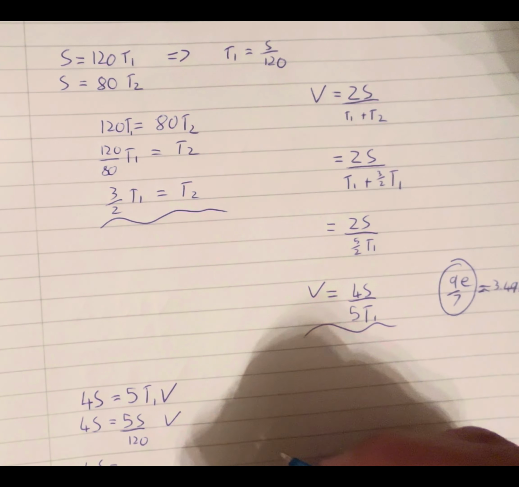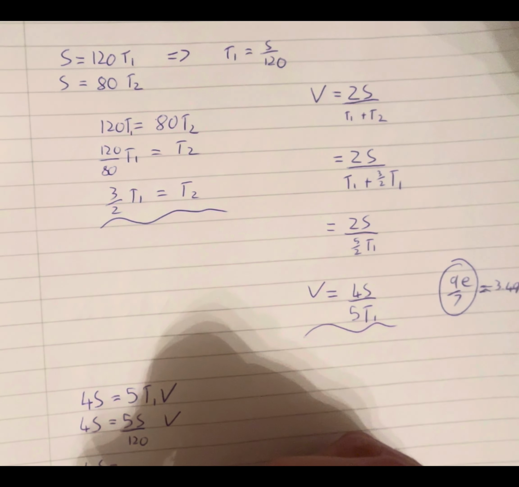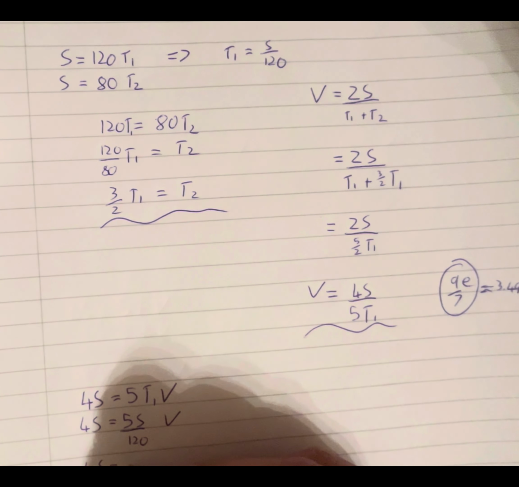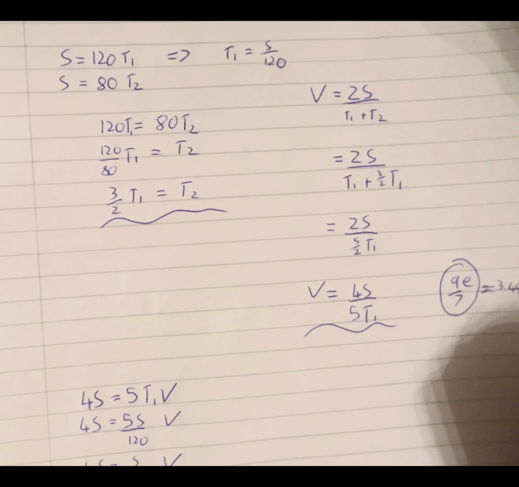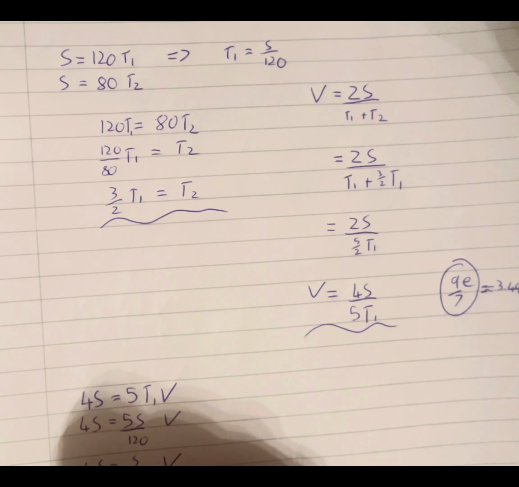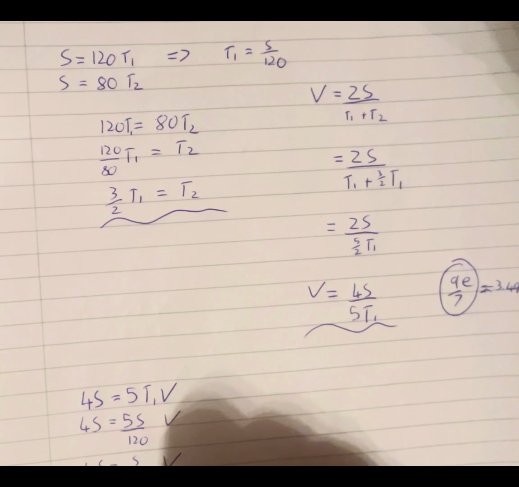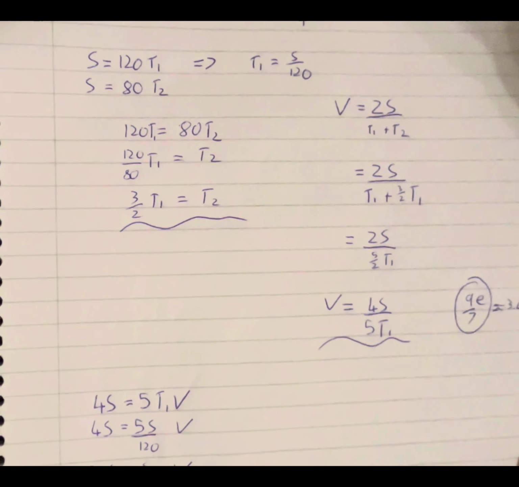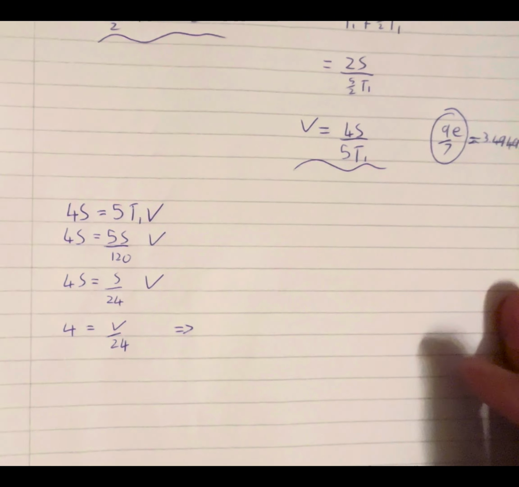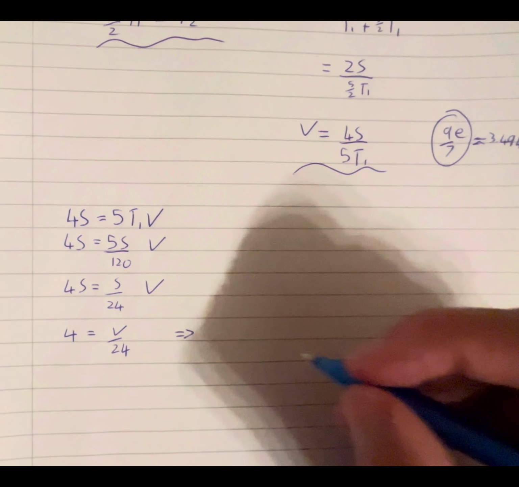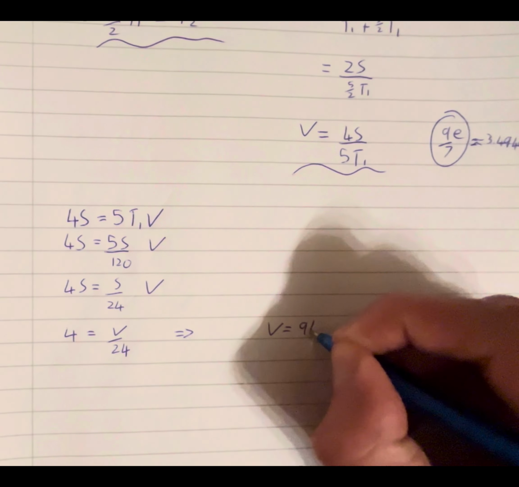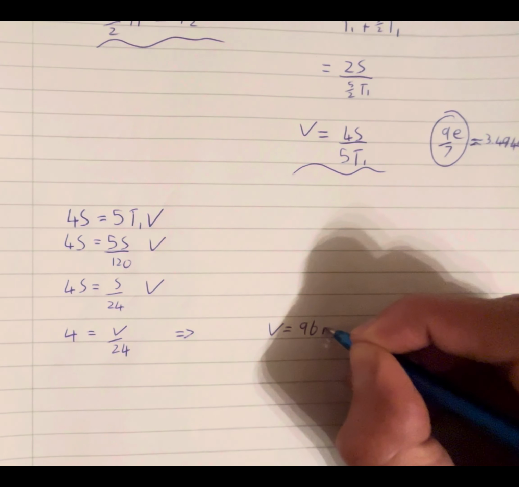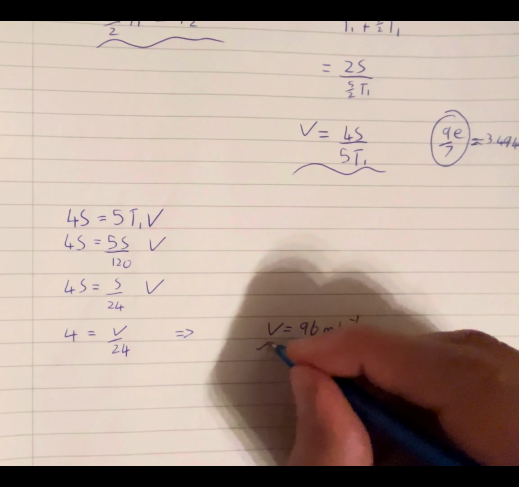4s equals, that cancels down to 24, so we get s over 24v. So then we get 4 equals v over 24. There we go, so you guys can see that for a second. v equals 96 meters per hour. There we go.